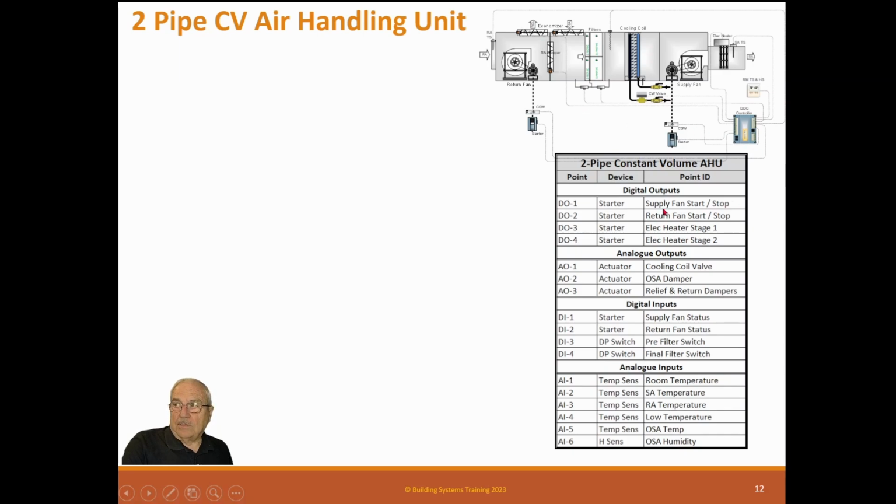Here's the point list. DO1 is the supply fan start/stop. DO2 is the return fan start/stop. DO3 is electric stage 1. DO4 is electric stage 2. Analog outputs are a cooling valve, the outside air damper, and the relief air damper actuators, because these have to modulate. Digital inputs are supply fan status, return fan status, pre-filter switch, and the final filter switch. And these are these filter switches.